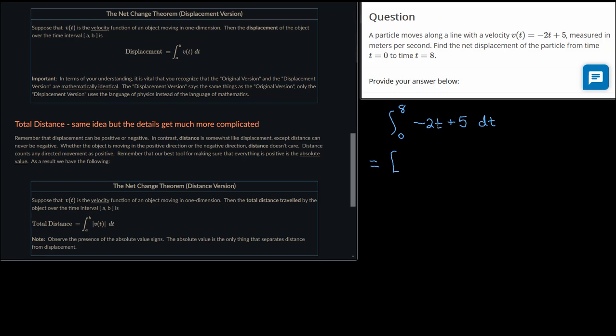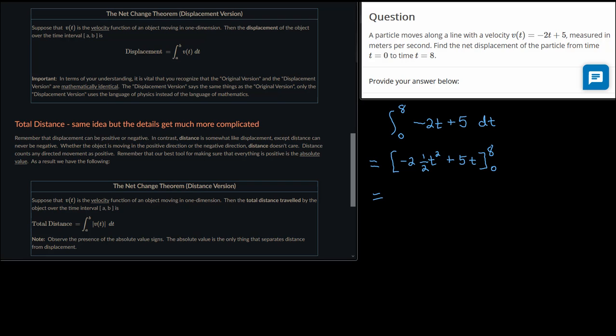So let's see here. The antiderivative of negative 2t is going to be negative 2. The negative 2 is a constant, so it can stay there. And the antiderivative of t is t squared. Oh, wait, not so fast. You have to divide by 2, because when you use the power rule, the 2 is going to come down. So if you just want to get t, then the antiderivative is going to be 1/2 t squared. And then an antiderivative of 5 with respect to t is just 5t. And that gets evaluated at 0 and at 8.